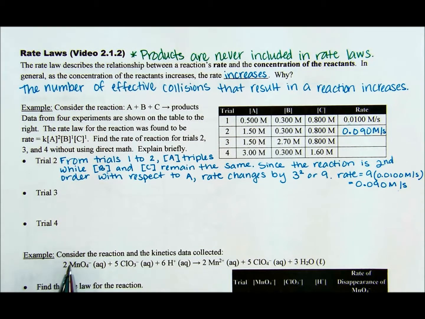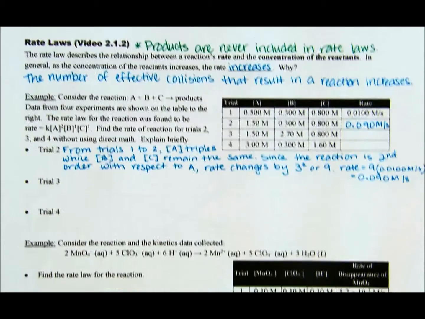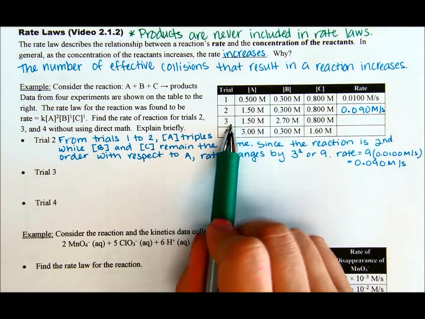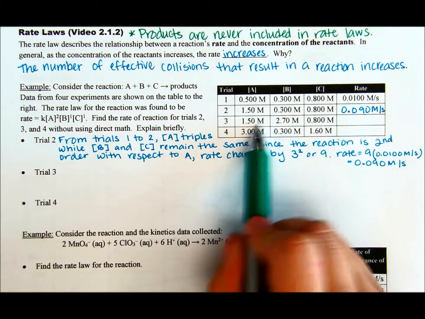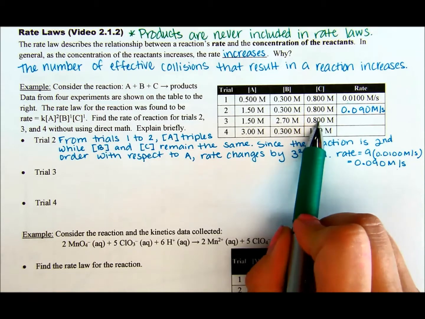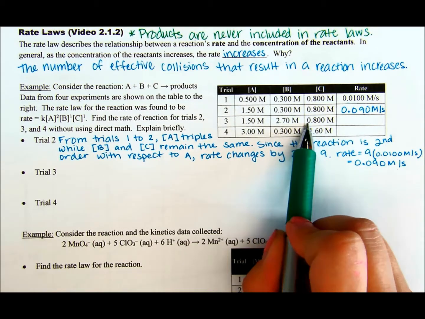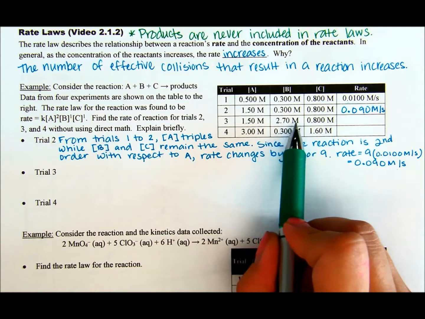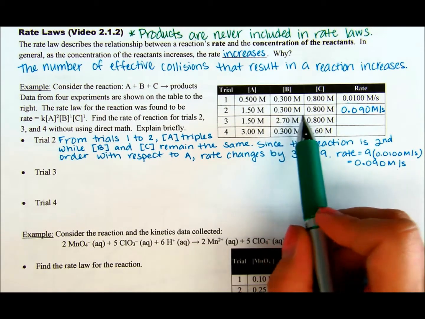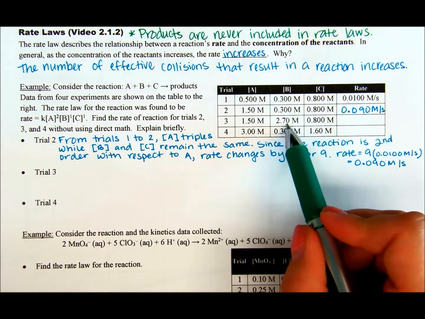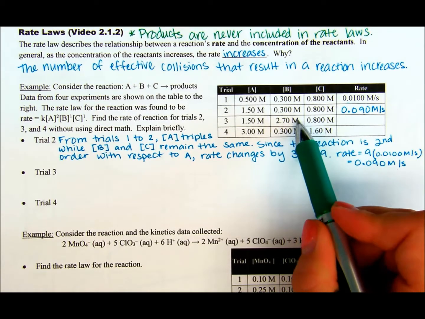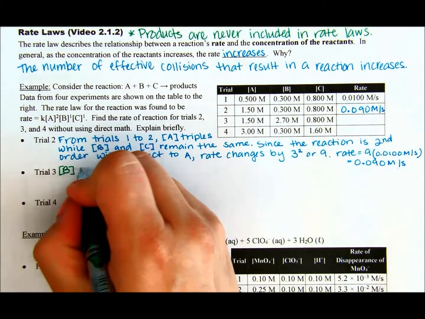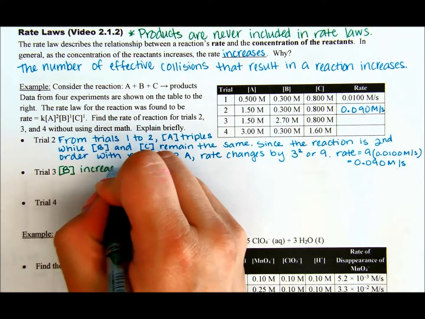Okay, let's look at trial 3. I'm just going to change color here as there's a lot of writing in a small space, so we can keep these separated. Okay, so trial 3. We can see A doesn't change. B changes here, and C doesn't change. So this one we're going to use to figure out our B. So B actually increases 9-fold, so 9 times. So 0.3 times 9 is 2.7. So we can see this is a 9-fold increase. So we can say that the concentration of B increases 9-fold.